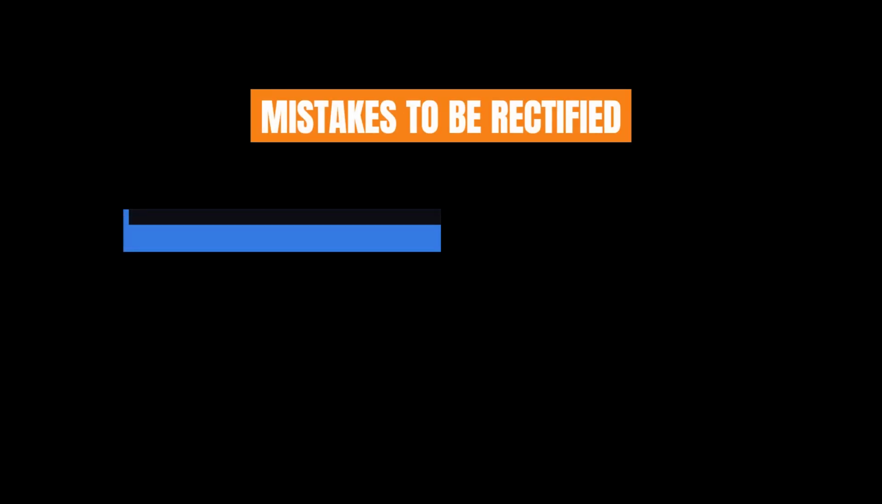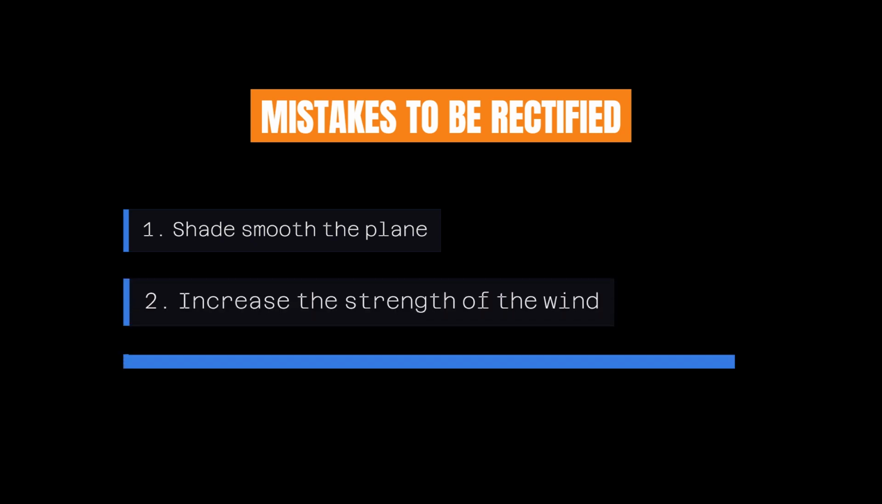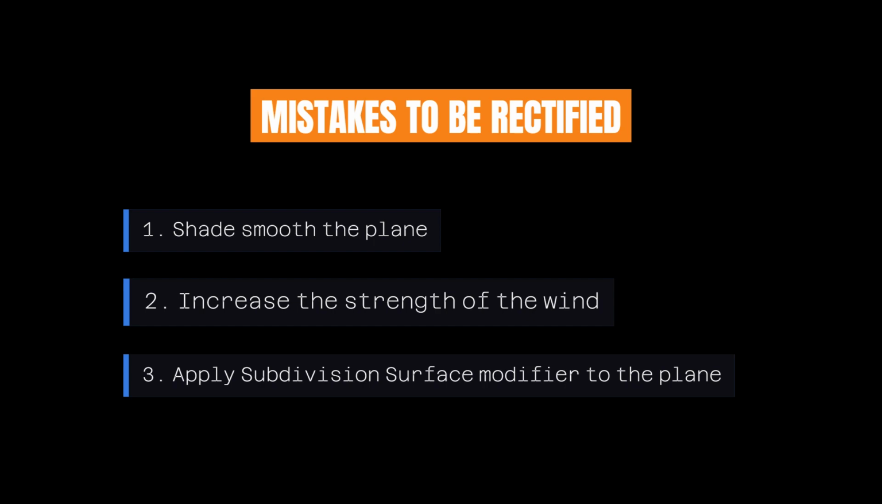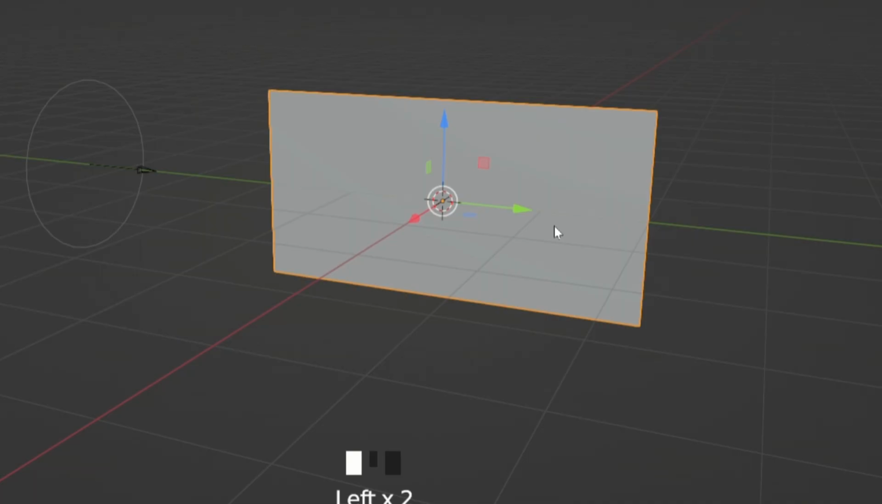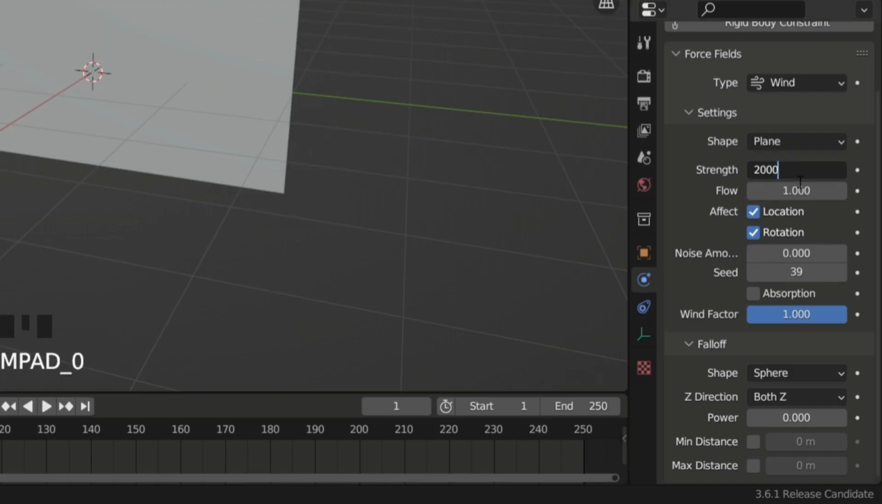Here we got very hard and weak flag animation, so let's rectify these 3 mistakes. The first, shade smooth the flag, and the second, increase the strength of the wind in physics properties.